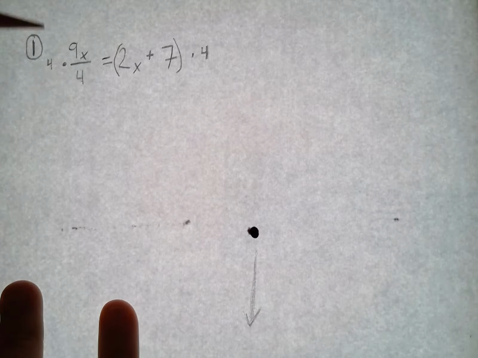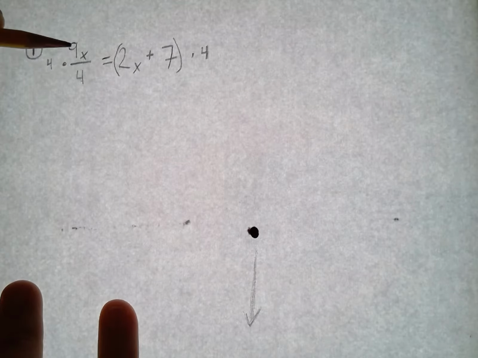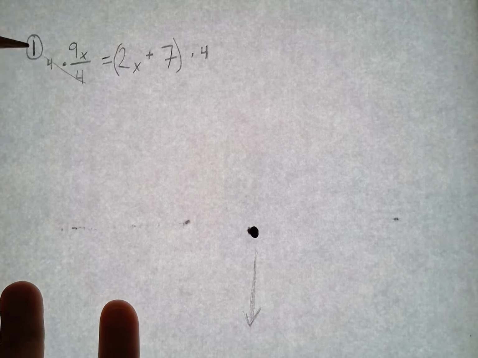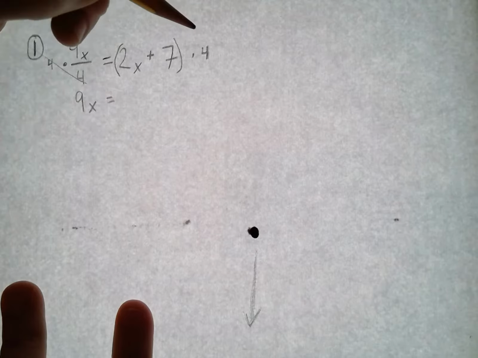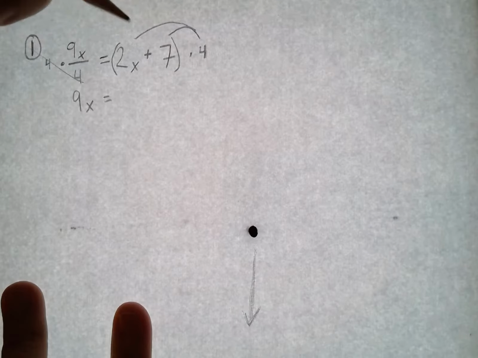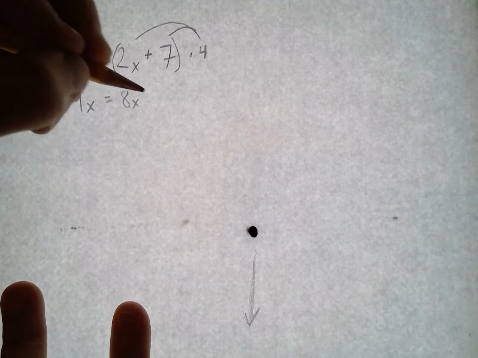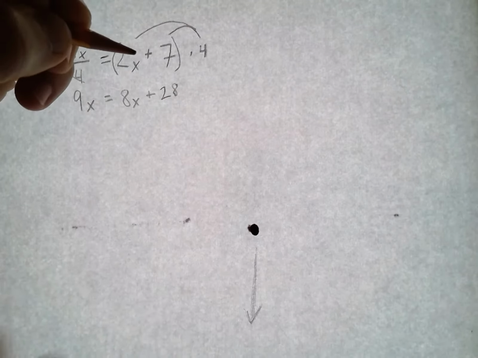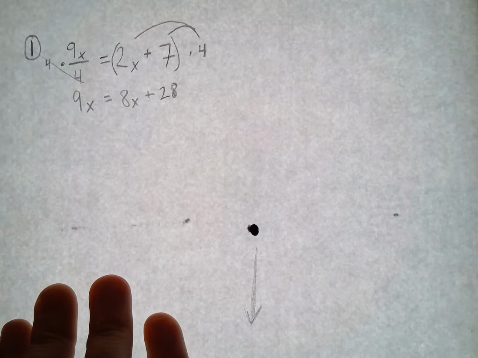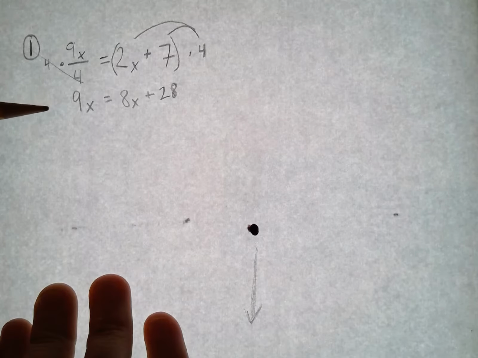4 divided by 4 is 1. 1 times 9x is just 9x. So that gets to cancel out. I'm left with 9x is equal to, let's distribute that 4. It's equal to 8x plus 28. All right. Well, next, I still have x's on both sides.